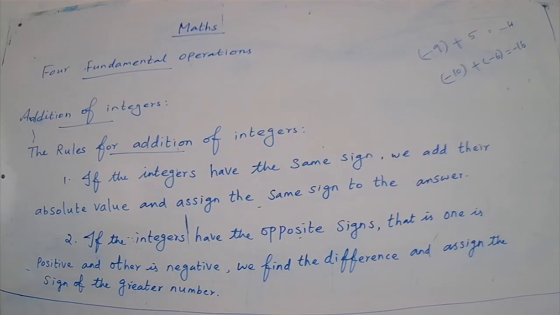That's all. Okay children, do you understand? Remember, if the integers have the same sign, we add the absolute value and assign the same sign. If the integers have the opposite signs, we find the difference and assign the sign of the greater number. Do you understand? Yes. Now you come to the sums.